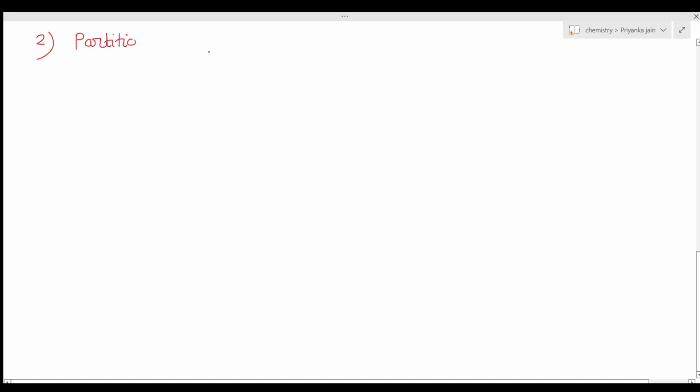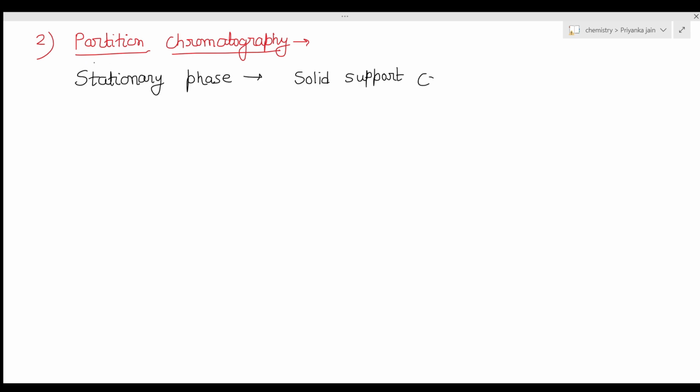The second technique is partition chromatography. As you can see from the name, the principle of separation is partition. Partition means how the substance can distribute itself between the two phases. This is called partitioning. In this method, the stationary phase is a solid support coated with a thin liquid film. Any solid support, we coat it with a thin layer film, and this will make our stationary phase. And our mobile phase will be any suitable solvent.